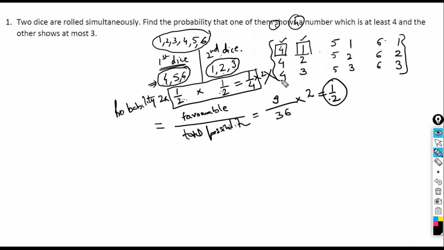Is it clear now, everyone? Yes, Rahul, I have mentioned. I am explaining the concept so that you can also understand why we are multiplying it with 2. Rahul, is it clear?